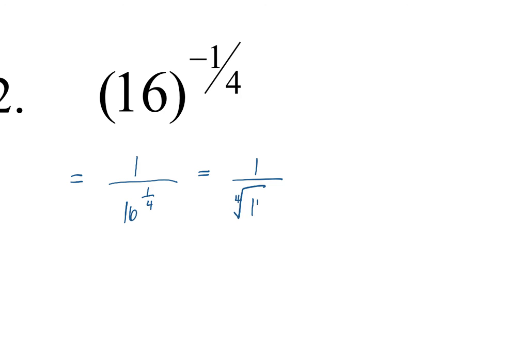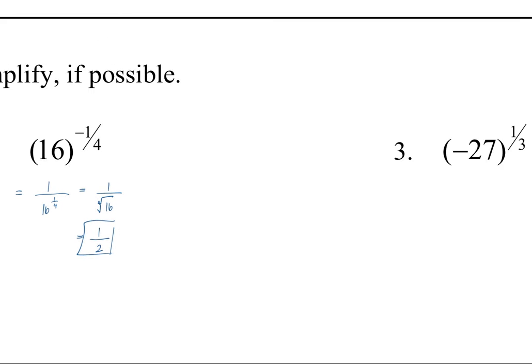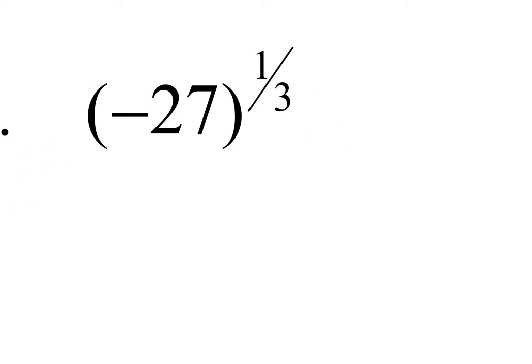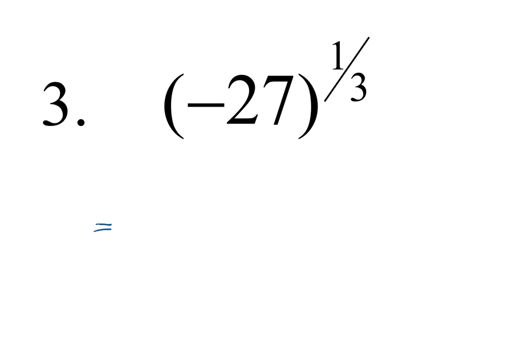root of 16. And the 4th root of 16, remember how I showed you to do the 4th root, the 3rd root, and so forth in your calculator. The 4th root of 16 is 2. So our answer to 16 to the negative 1/4 is 1/2. And now we have negative 27 raised to the positive 1/3 power. So that's the same thing as saying the third root of negative 27, which is equal to negative 3.